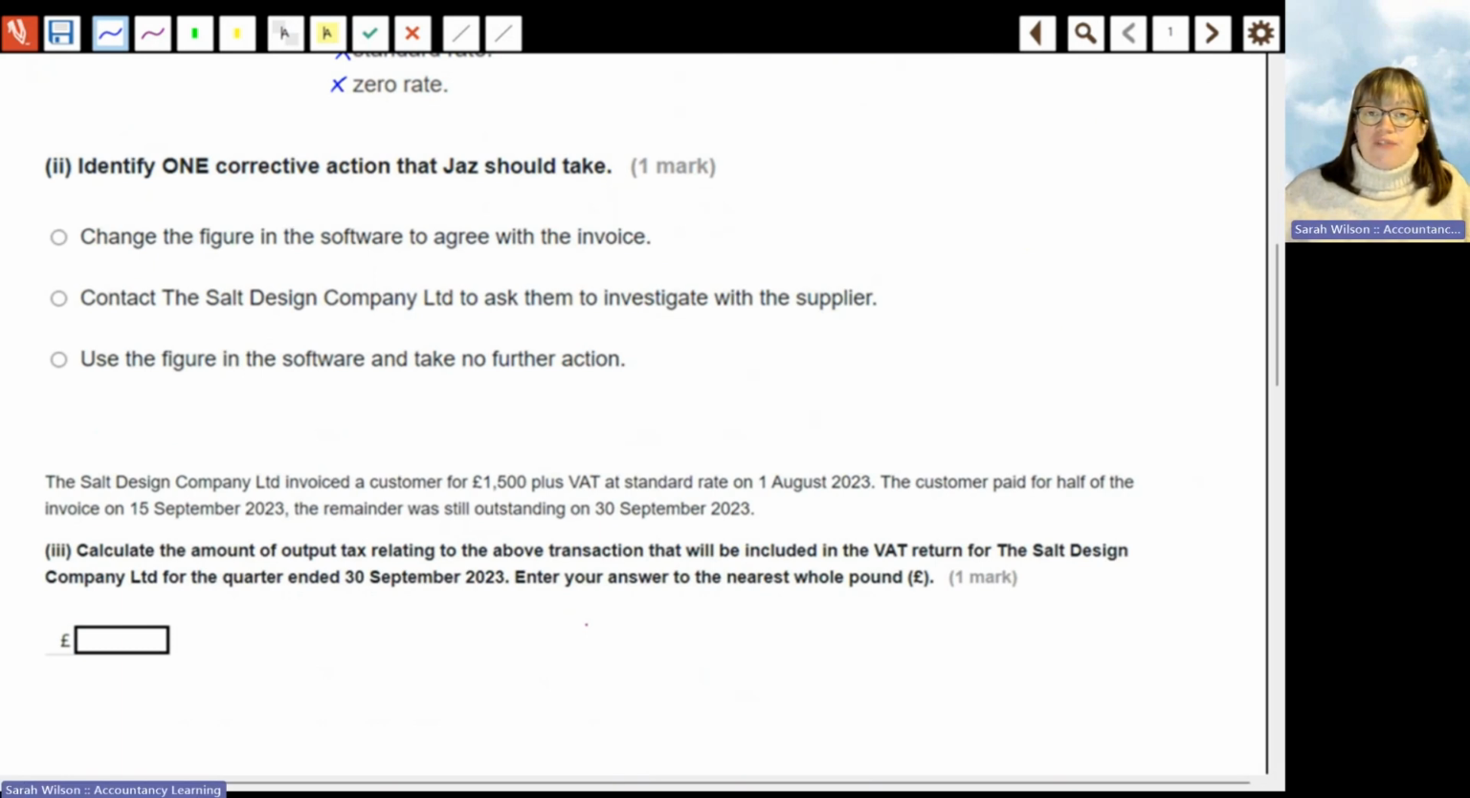The next part then is identify one corrective action that Jazz should take. So should he change the figure in the software to agree with the invoice? Contact the Salt Design Company Limited to ask them to investigate with their supplier, or use the figure in the software and take no further action. So we definitely need to do something with this because there's an error. So we're certainly not going to be doing the bottom one. And we can't do the top one either because we shouldn't just be making figures agree. So we need to contact the Salt Design Company and ask them to investigate with their supplier.